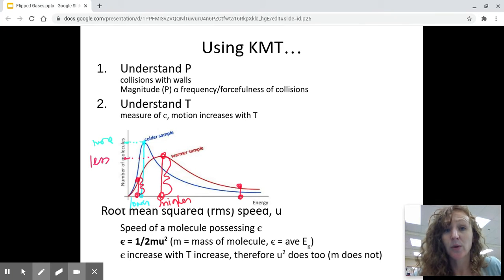So there's those two conclusions you should be able to read off of this graph.